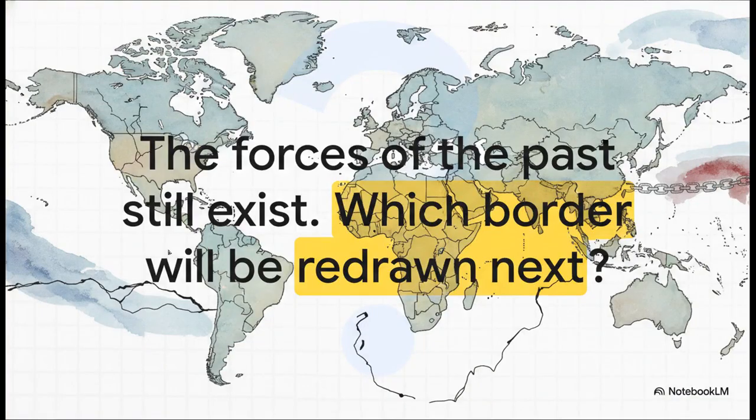And that right there is the most important thing to take away from all this. The puzzle of our world map is never, ever truly finished. The very same forces that created, shattered, and then redrew Yugoslavia are still at work all over the globe today. Which leaves us with a really powerful and maybe a little unsettling question. Which piece of the map will be the next to move?